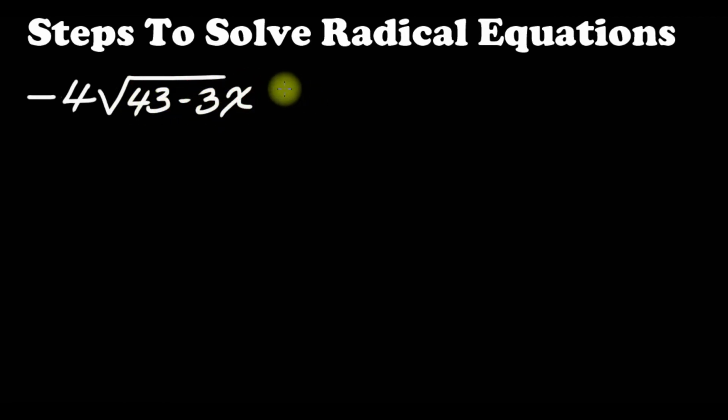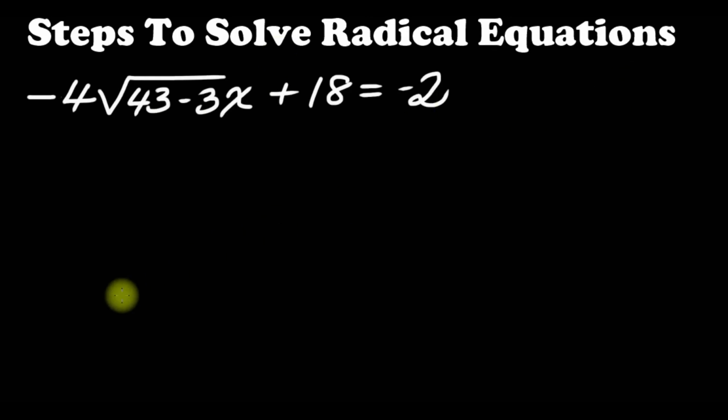In this video, I am going to show you how to solve radical equations using a 4-step process. Let's take a look at the first example here. You have negative 4 times the square root of 43 take away 3x, plus 18, equals negative 2. So this is a radical equation involving a square root. We're going to solve for x, and we have a process that we can use to do it.